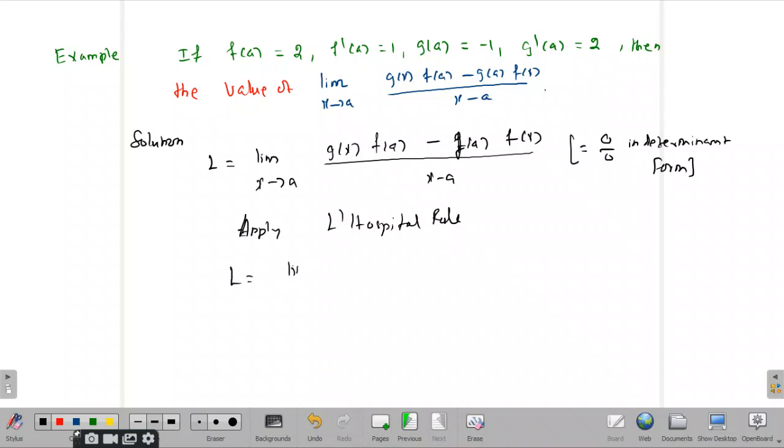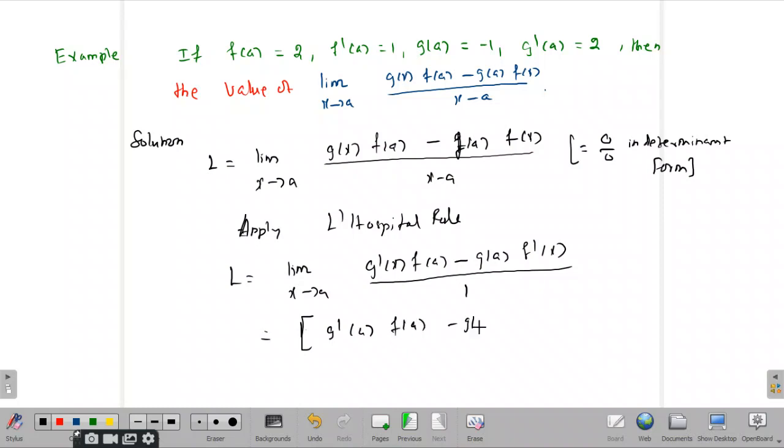L equal to limit x approaches a, and the derivative of the numerator, g dash into f of a, f of a will not be 0, it is a coefficient, minus g of a and f dash. Derivative of x minus a is 1. Now data is available, substitute. No need of limit, straight away, g dash of a, taking x equal to a, g dash of a into f of a minus g of a into f dash of a. G dash of a is 2, f of a is 2, g of a is minus 1, f dash of a is 1.